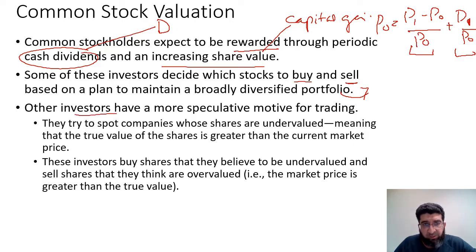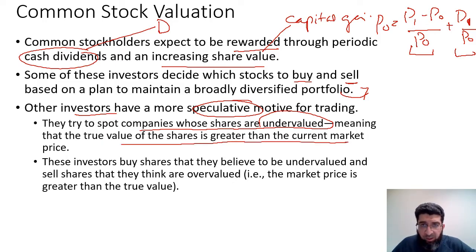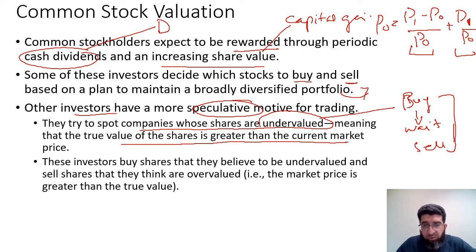However, there are other investors who have more speculative motives for trading. They try to spot companies whose shares are undervalued, meaning that the true value of the shares is greater than the current price. If they are able to identify those undervalued companies, they can buy and wait. When the stock price goes up, they will sell it, and the difference will be the capital gain that they will make. Now, this all depends on identifying the undervalued stocks, which is a highly skilled area in investments.